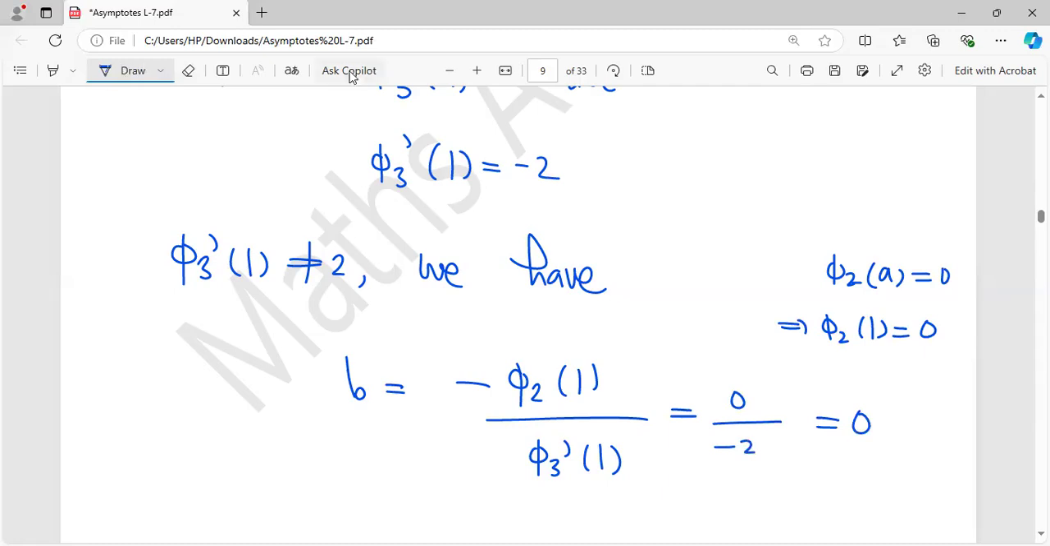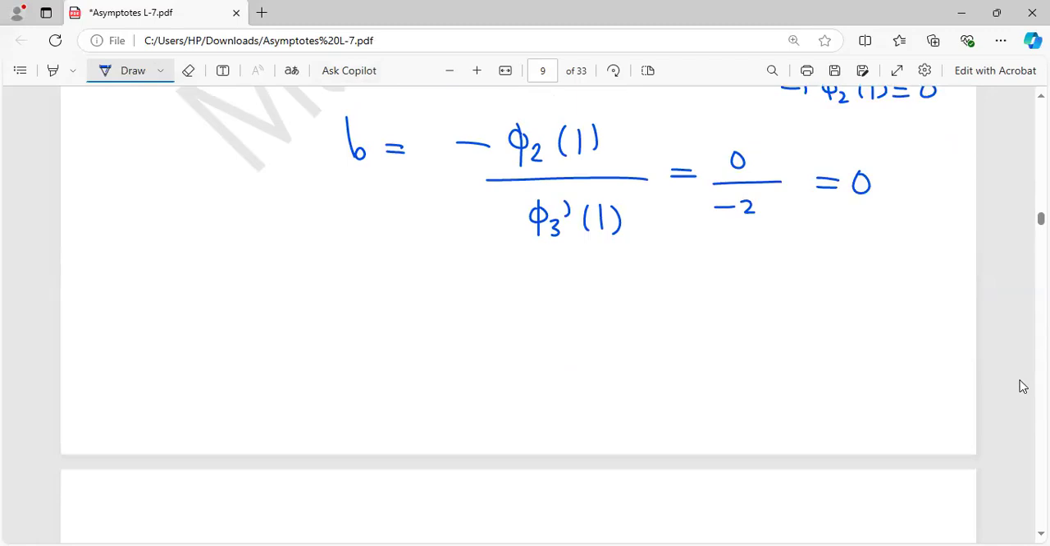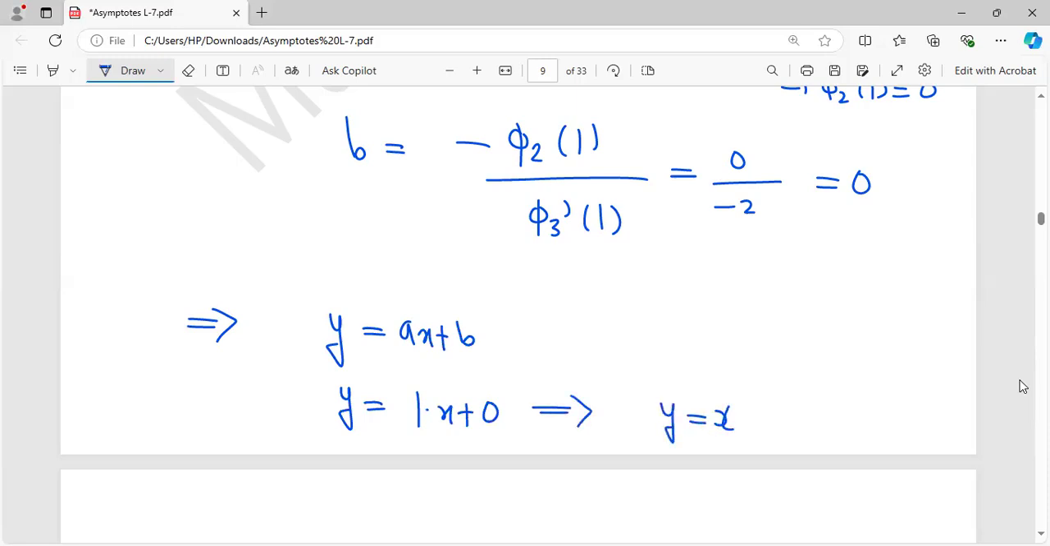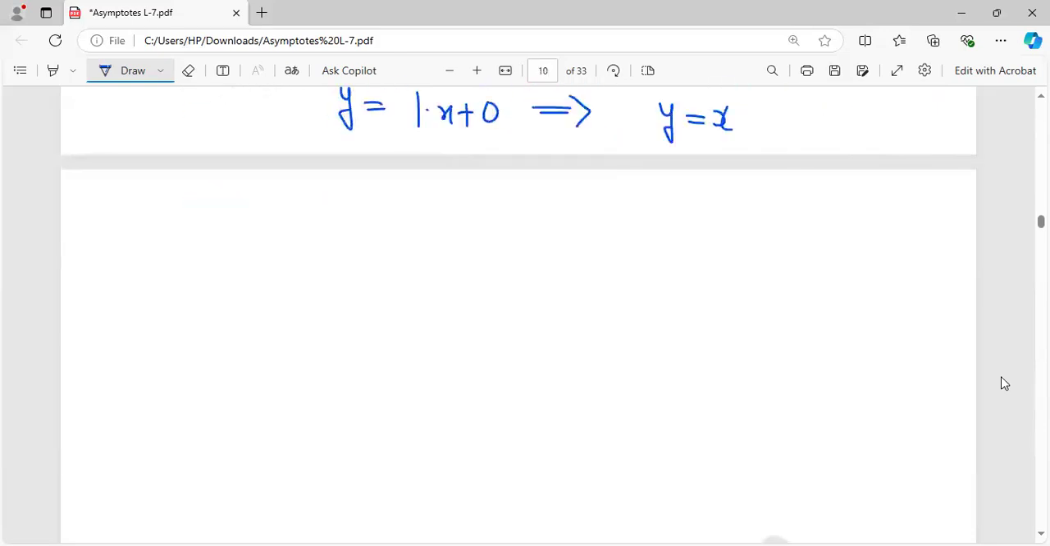Okay. In this process, when you calculate an oblique asymptote, automatically a horizontal asymptote may come. Now you got this one, y equals ax plus b. What is this? y is equal to 1x plus 0. So this is one oblique asymptote. Okay. So we got this one.